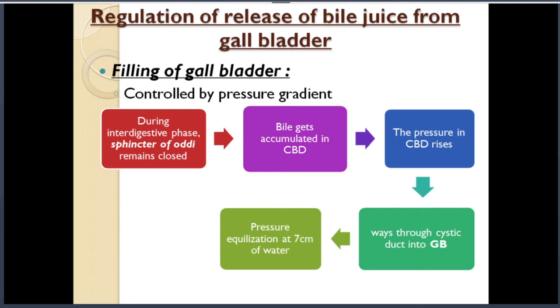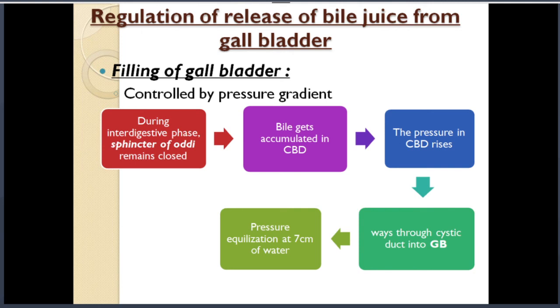The liver is continuously secreting bile, and it passes through the intrahepatic biliary system and gets collected during the interdigestive phase. That means when it is not required in the small intestine, it collects in the common bile duct after passing through the right and left hepatic ducts, the common hepatic duct, and meeting the cystic duct. It comes to the common bile duct, and there it gets collected because the sphincter of Oddi, which guards the opening of the common bile duct, remains closed or contracted.